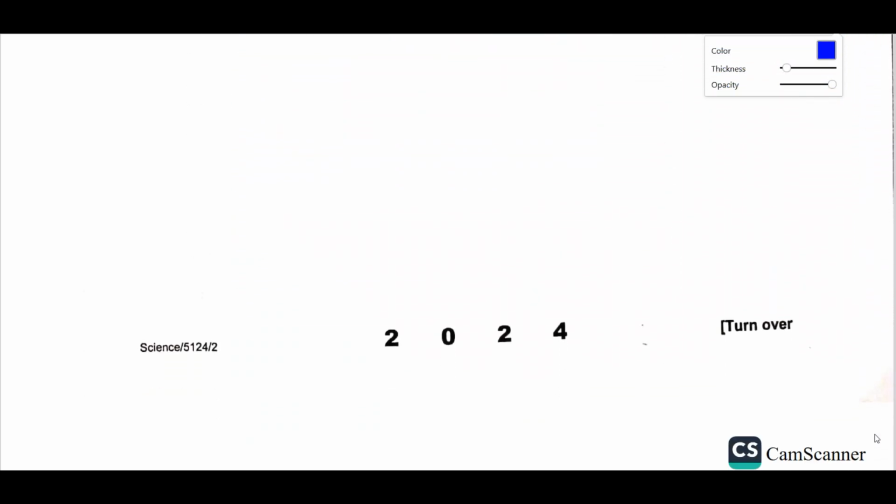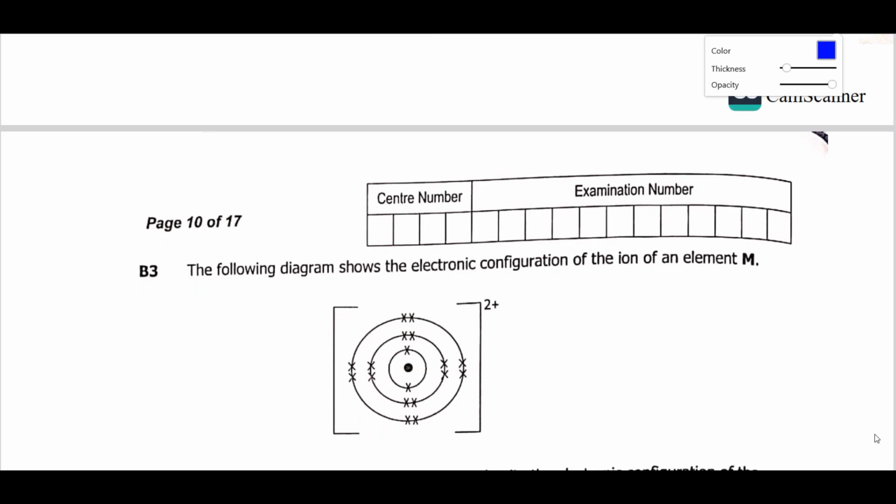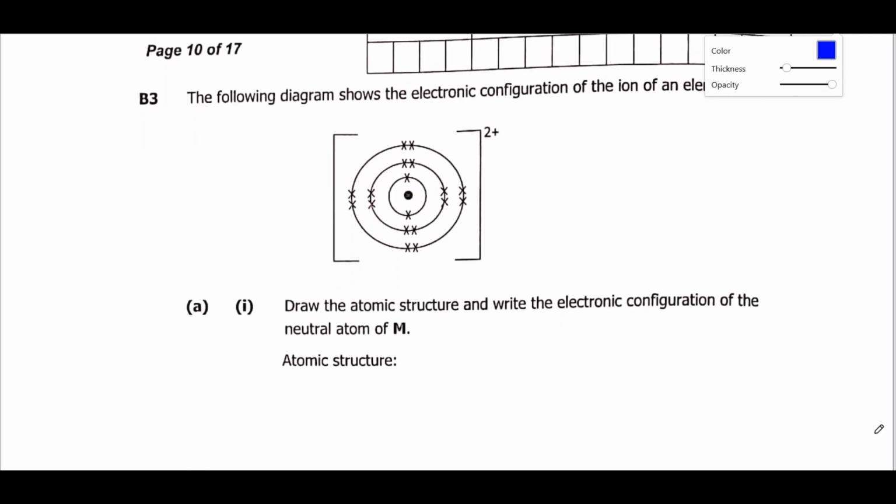Move on to question number 3. The following diagram shows the electron configuration of the ion of an element M. So we can see the charge. So the charge is positive. Whenever you see a positive charge, it simply means that this element lost electrons to gain stability. Therefore, 2 electrons were given out to become stable. And since 2 electrons were given out, this is an example of a metal.